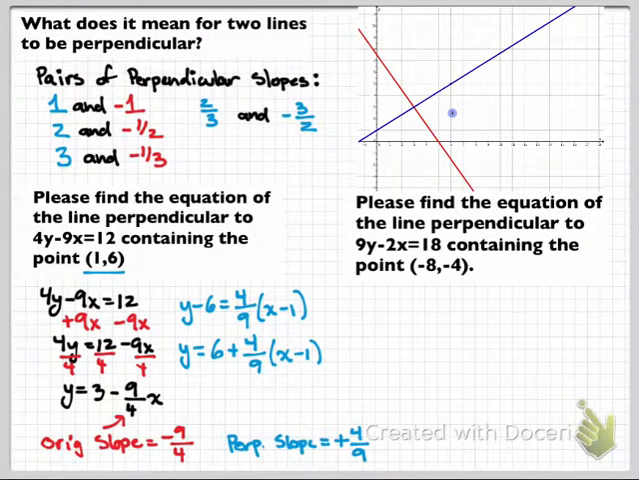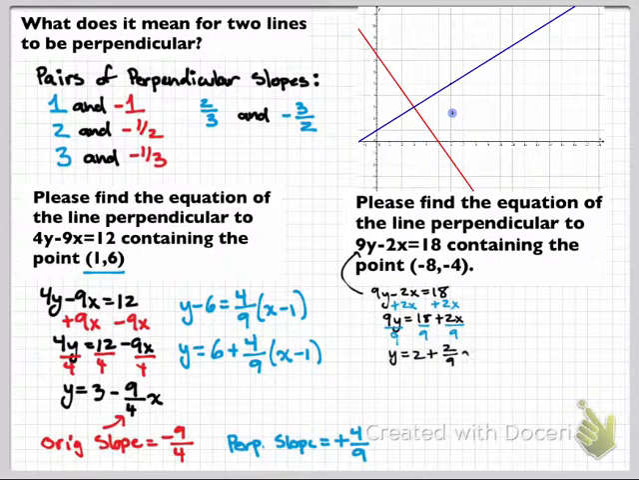All right, per usual, the first thing we want to do is find the slope of our original line. So 9y minus 2x equals 18. So in order to do that, let's go ahead and isolate our y. So let's add 2x to both sides. So we've got 9y equals 18 plus 2x. Divide both sides by 9. And we end up with y equals 2 plus 2/9 x. Okay, not so bad. It appears that our original slope is 2/9.